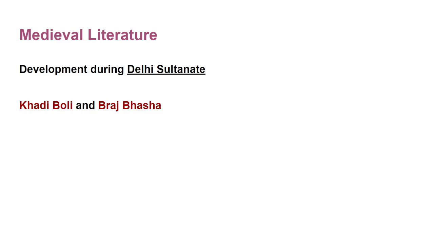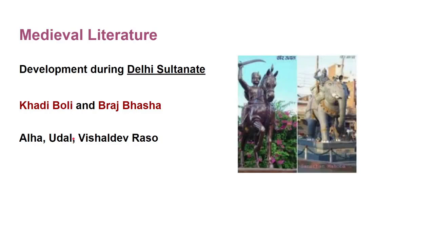Many devotional songs were composed in these languages. Many heroic poems and stories were composed in Rajasthani language, which is similar to Hindi and Gujarati. The heroic works like Alha, Udal and Vishaldev Raso were popular at that time. A book called Chandrayan written by Mulla Daud is the oldest book in Awadhi language. So you can see how different languages flourished during the medieval period.